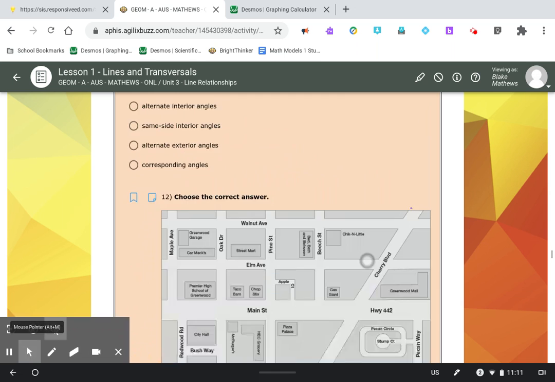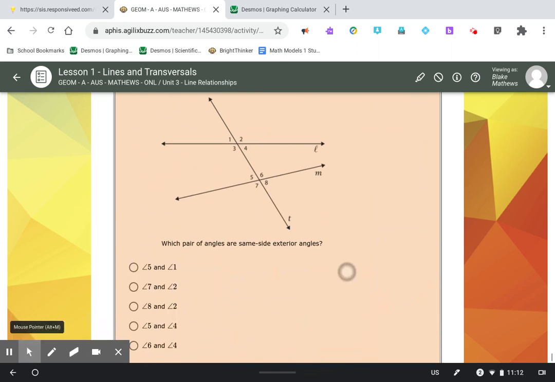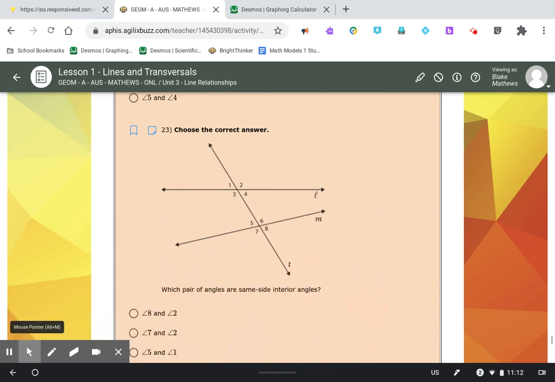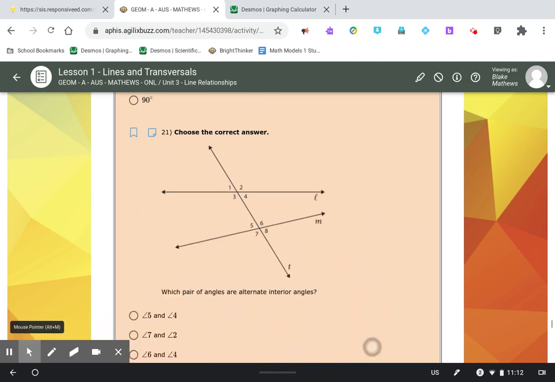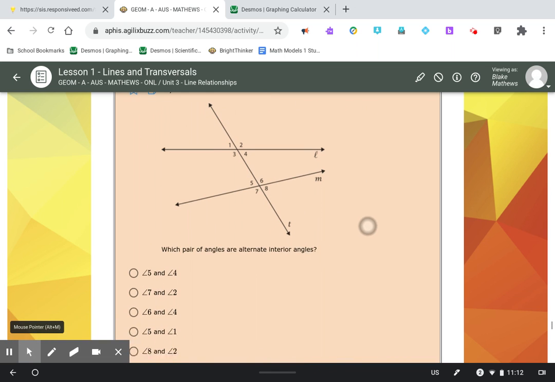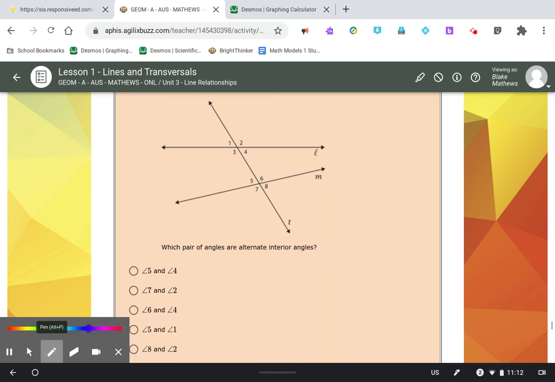All right, then we already did 12 through 20. And then we get down to number 21, I believe. Yep. And it just is straight up asking you, find a pair of alternate interior angles. So interior, that's obviously in here. So we're going to be looking at the angles that are in between the two lines. So the pair of angles I'm looking at has to be inside and alternate.